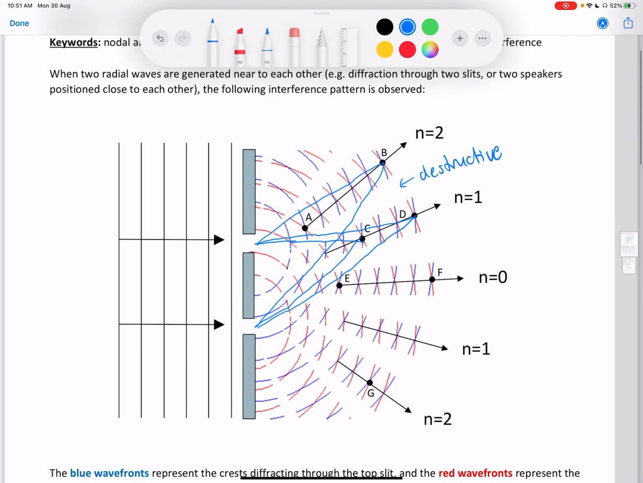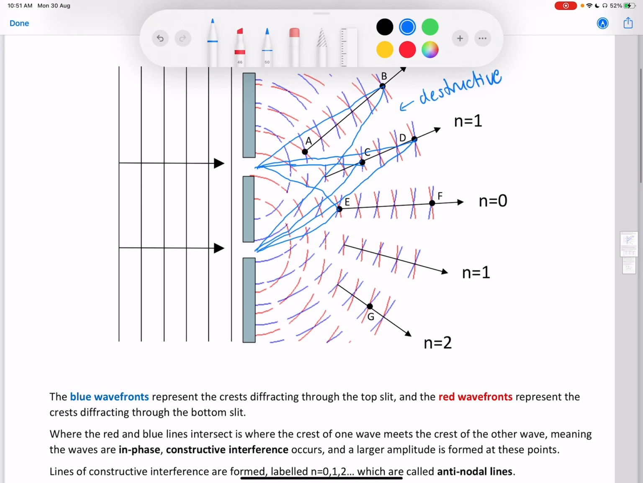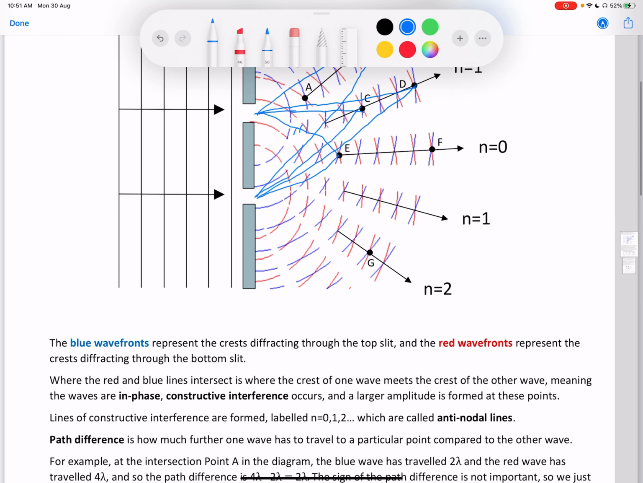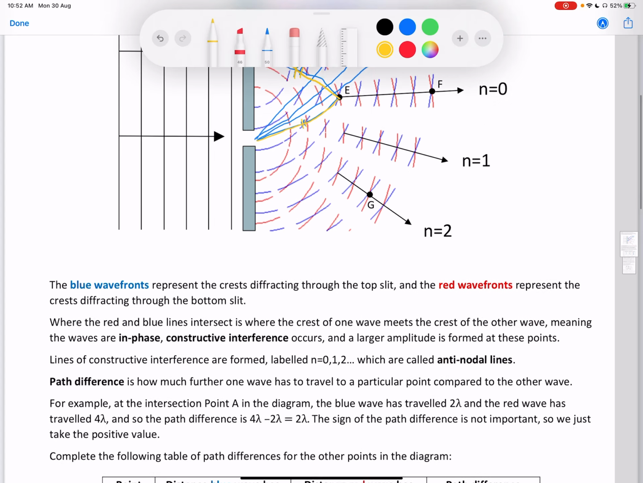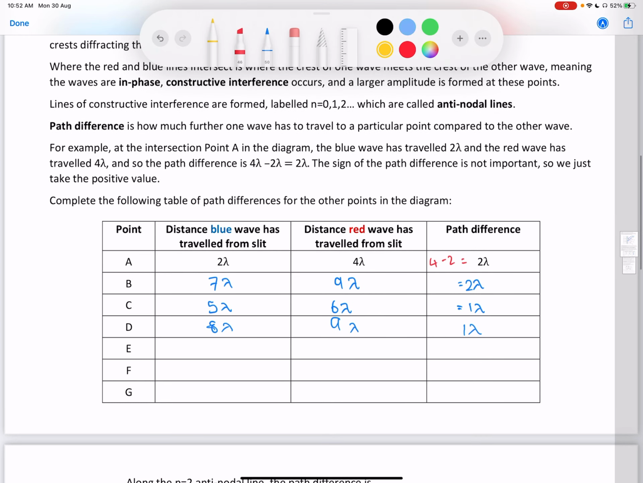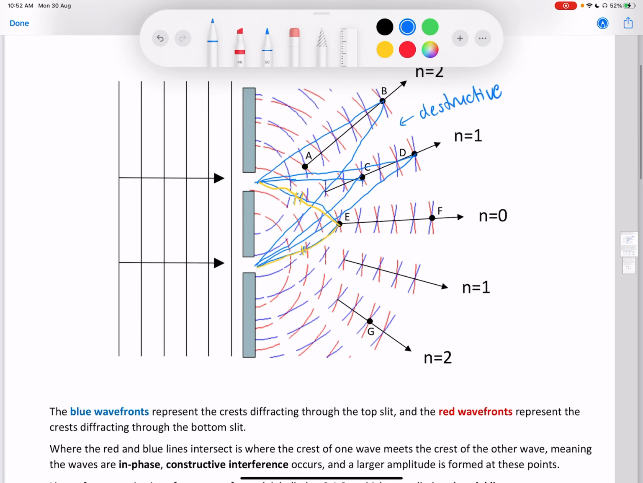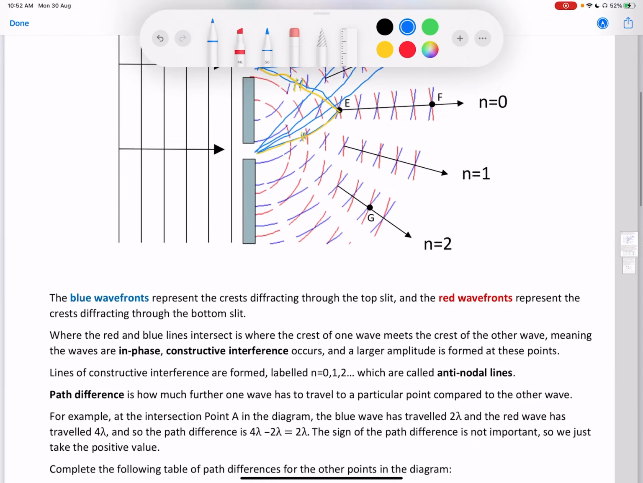E. 1, 2, 3, 4, and 1, 2, 3, 4. We can see that this here should be in the middle. I'll draw it in yellow. 1, 2, 3, 4. That is an isosceles triangle with two even sides. No path difference.